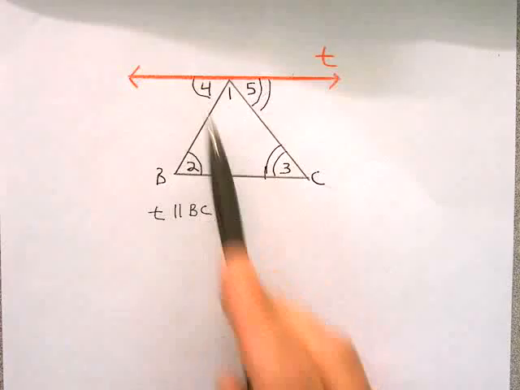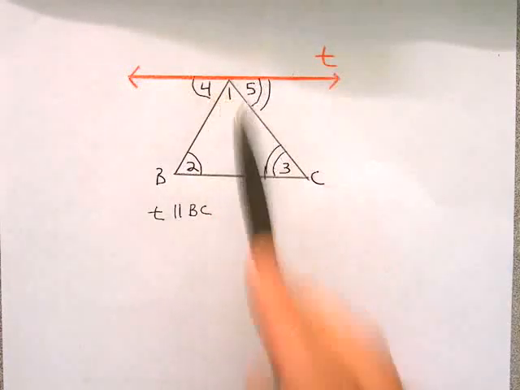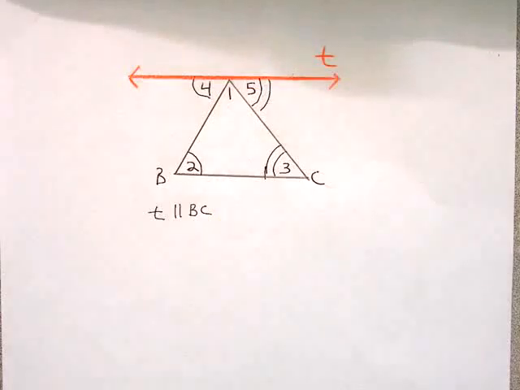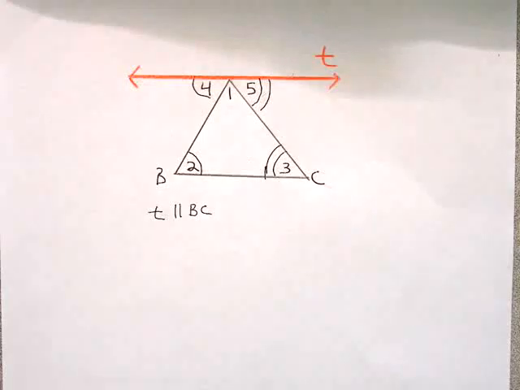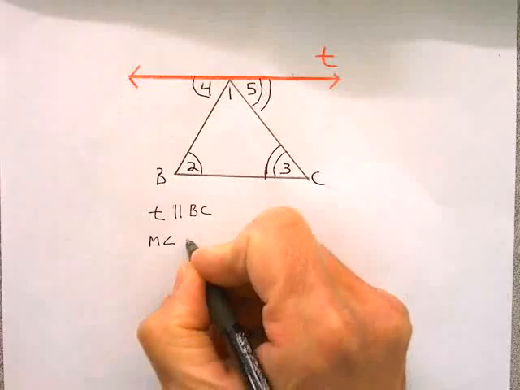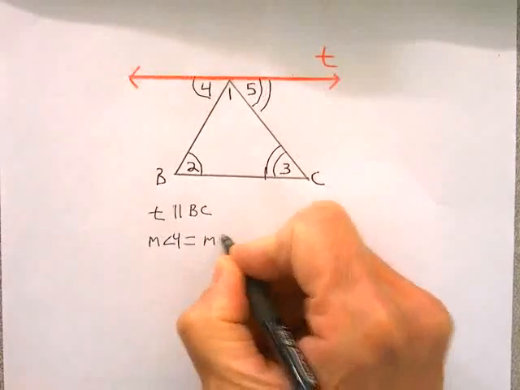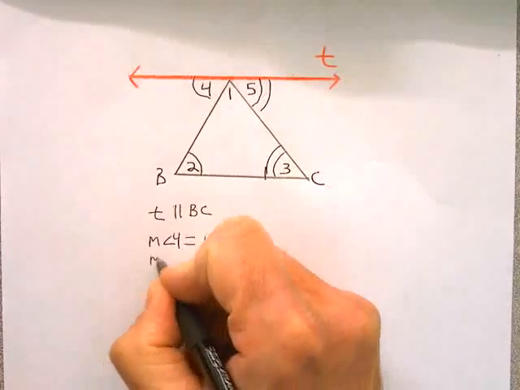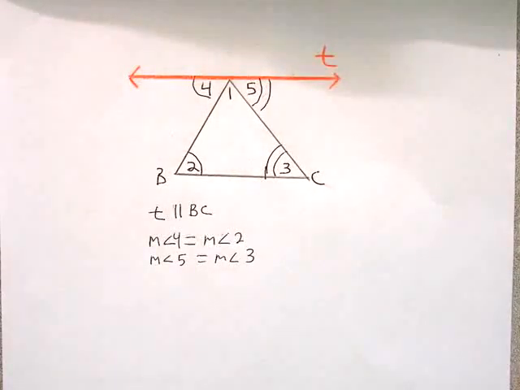Well, if 4 is congruent to 2, and 5 is congruent to 3, and 4, 1, and 5 add up to 180 degrees, then it must be so that 1, 2, and 3 add up to 180 degrees. And what this looks like written out, and by the way, that's parallel, it's not an 11, I apologize. What I'm saying is the measure of angle 4 is equal to the measure of angle 2, and the measure of angle 5 is equal to the measure of angle 3. I proved that because of what I know about parallel lines.